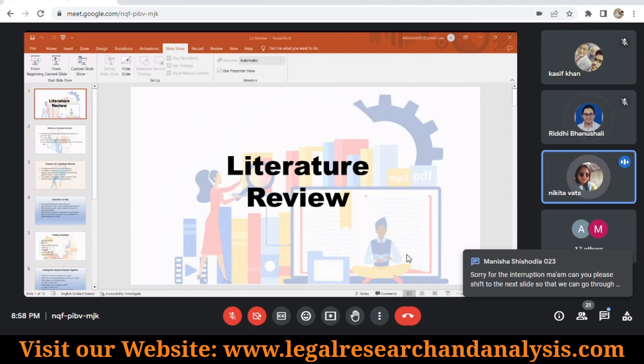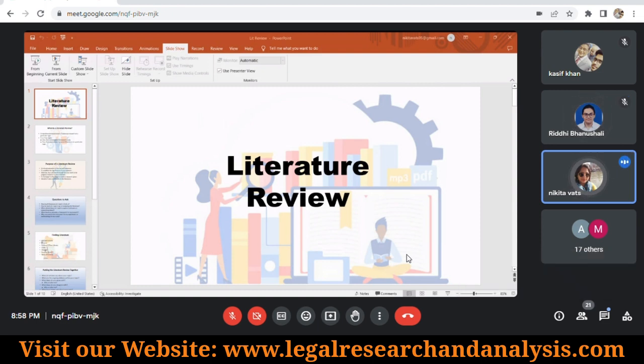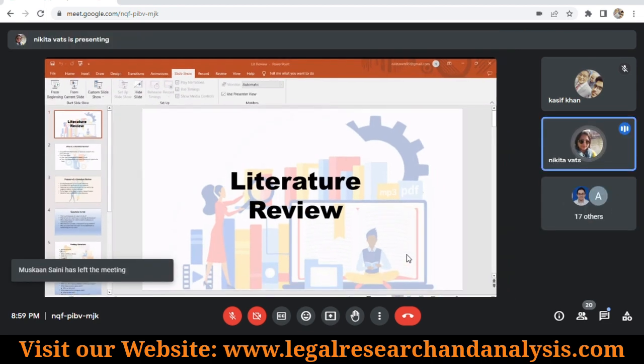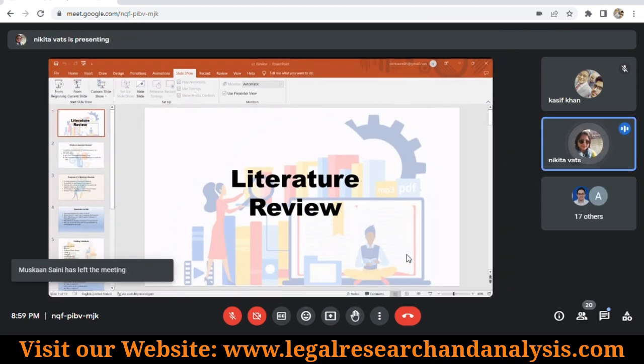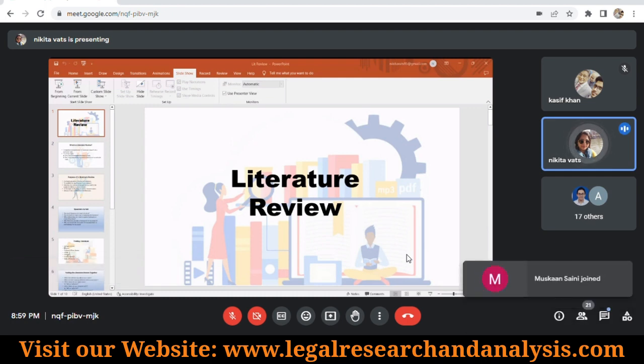The last point is devoid of new contributors in the literature. For example, you're reading something and you see that after 2010 or maybe 2015, nobody has worked on it. So you wonder, why is nobody working on this? That means devoid of new contributors. There is no new contribution. There is only older literature present on a particular topic. Does that make sense?